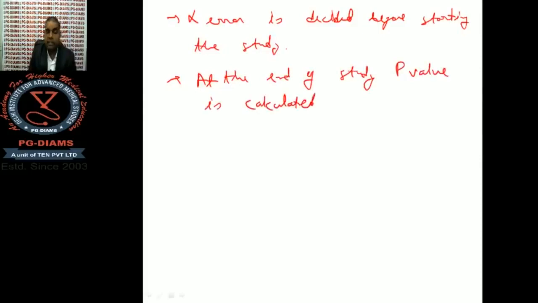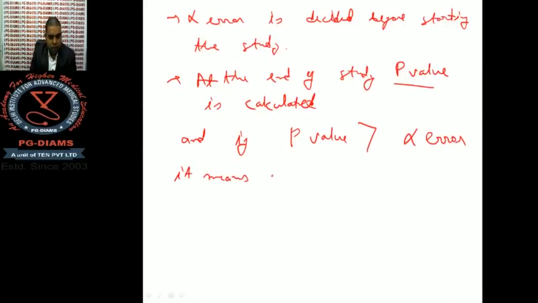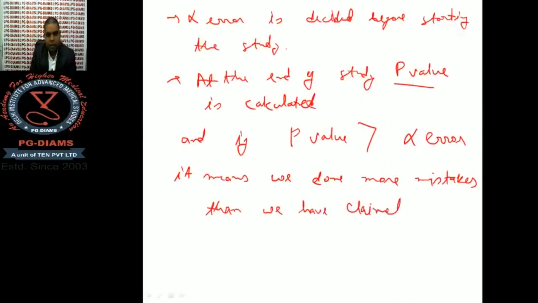By applying t-test, chi-square test or student t-test, which I said, we calculate the p-value. And if p-value is more than alpha error, it means we made more mistakes than we had claimed before starting the study. Okay?